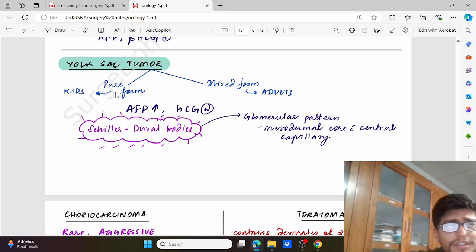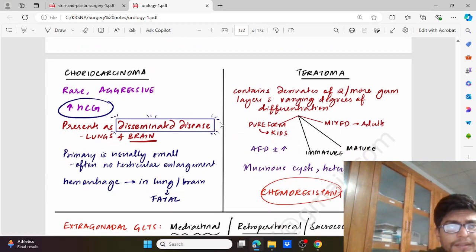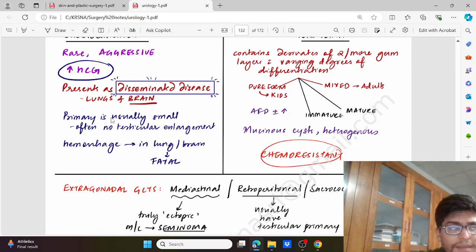Others, like yolk sac tumor, which has a pure form in kids and mixed form in adults, raised AFP, normal HCG. It has Schiller-Duval bodies, which have a glomerular pattern, a mesodermal fold with central capillary. Then choriocarcinoma, which is rare and aggressive. Increased HCG, presents as disseminated disease in lungs and brain. The primary is usually small, often with no testicular enlargement. Hemorrhage in lung and brain causes death.